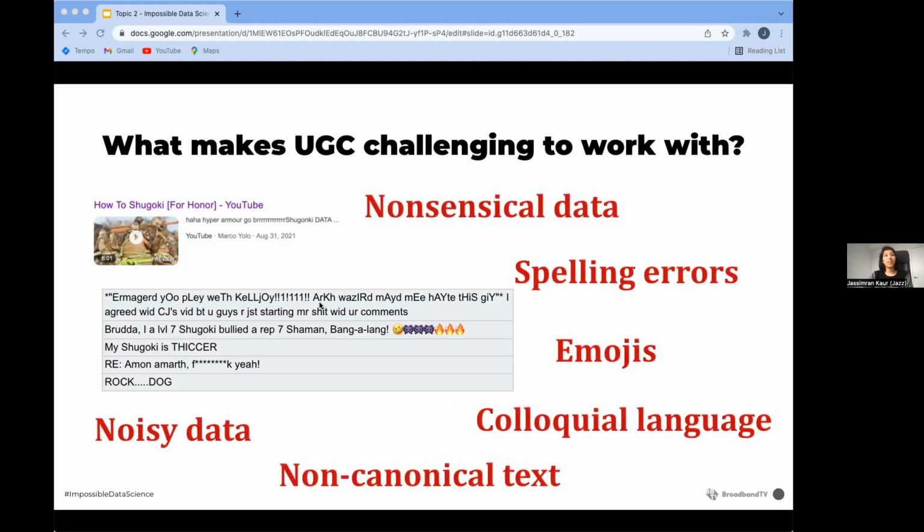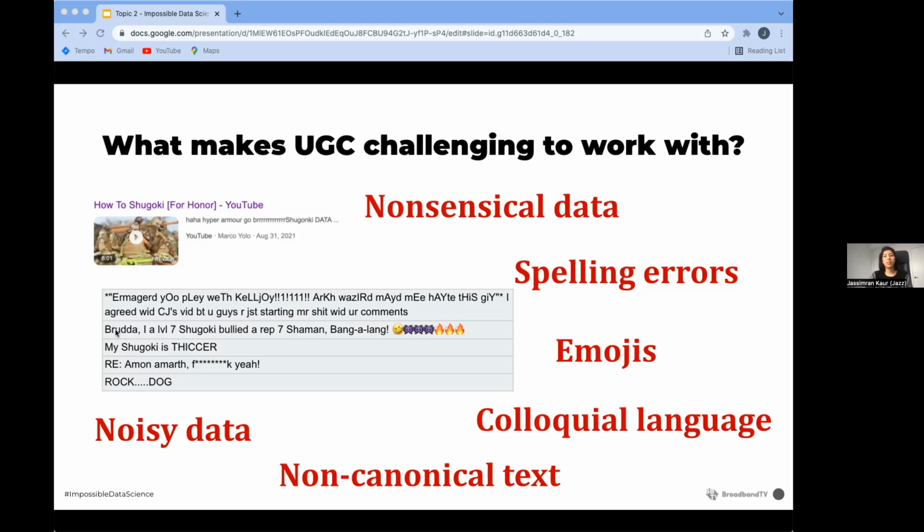But the problem here is a lot of this data is just nonsensical. It's hard to make sense out of it. Extremely noisy. If I ask you to do a sentiment analysis on rock, dog, like what? Yeah, impossible for me at least. And then there is colloquial language, there are emojis, stuff like that, which makes it really hard to understand. Terms like bangolang, right?